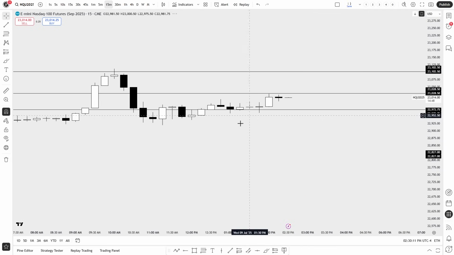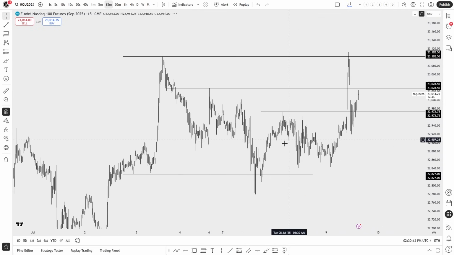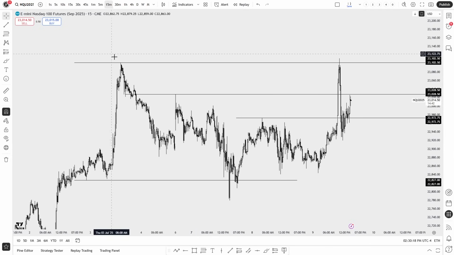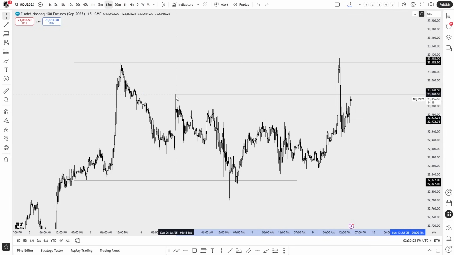If we go down to a 15-minute chart, the bias was bullish because price took out the previous day lows over here, and all of the liquidity above. This does look really ugly. I don't know why all these trend lines got messed up, but all of this liquidity was clustered very close together.